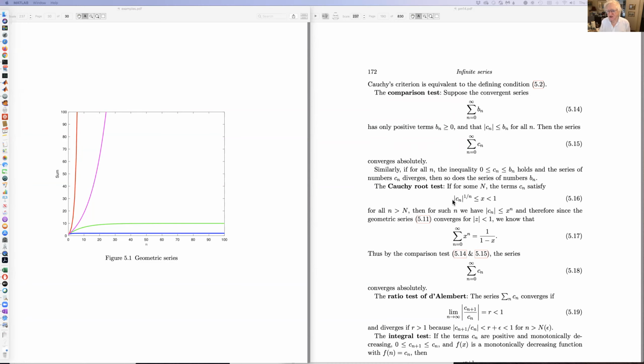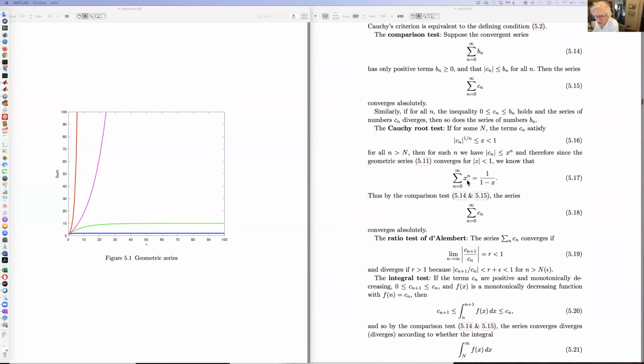The Cauchy root test is take the limit, or no, it's not quite like that. It's rather that if for some big number N, the numbers C sub n, in absolute value raised to the power 1 over n, are less than or equal to some number x that's less than 1, for all little n bigger than big N, then indeed we have absolute value of C sub n less than x to the n, and of course x to the n is this geometric series that we've been talking about.